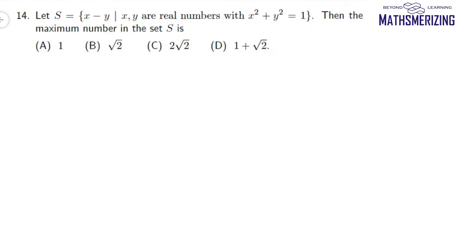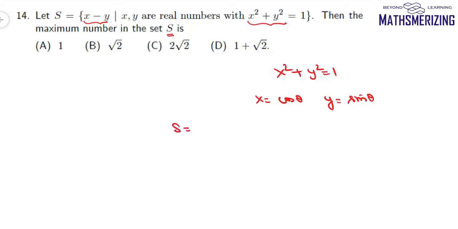Now question number 14, it says there is this set S which is x minus y with real numbers such that x square plus y square equals to 1. Then we need to find the maximum number in this given set S. Now we know that the condition given is x square plus y square equals to 1. So it simply means I can take this x as some cos theta and this y as some sin theta. Then it will satisfy this condition, which is cos square theta plus sin square theta equals 1.